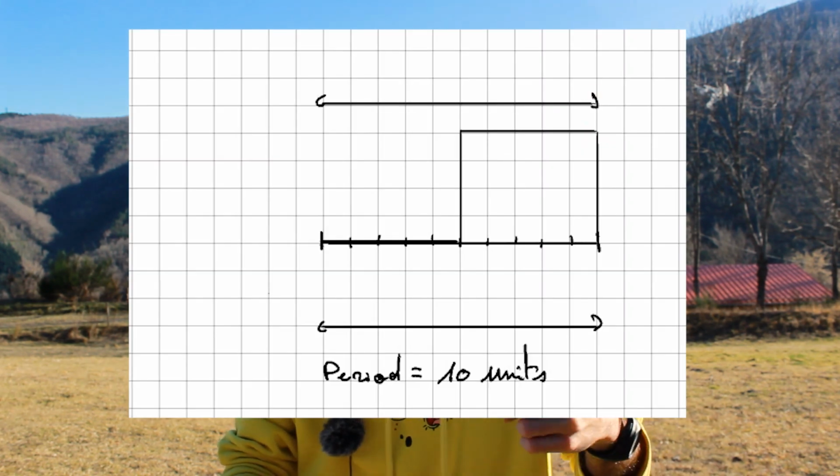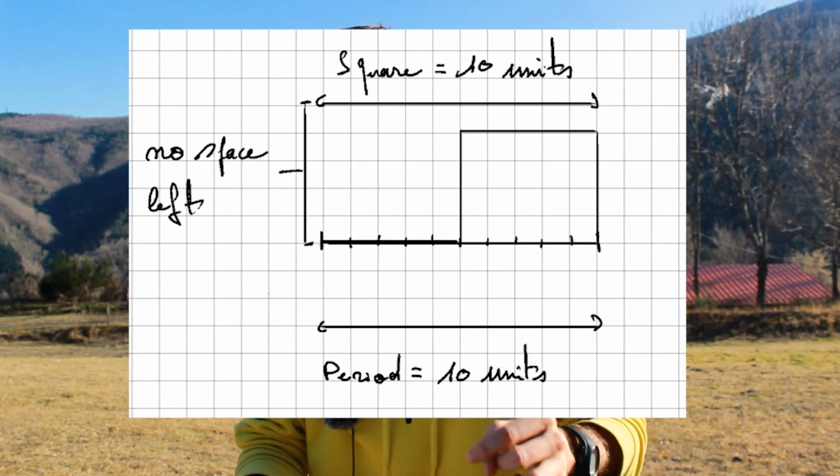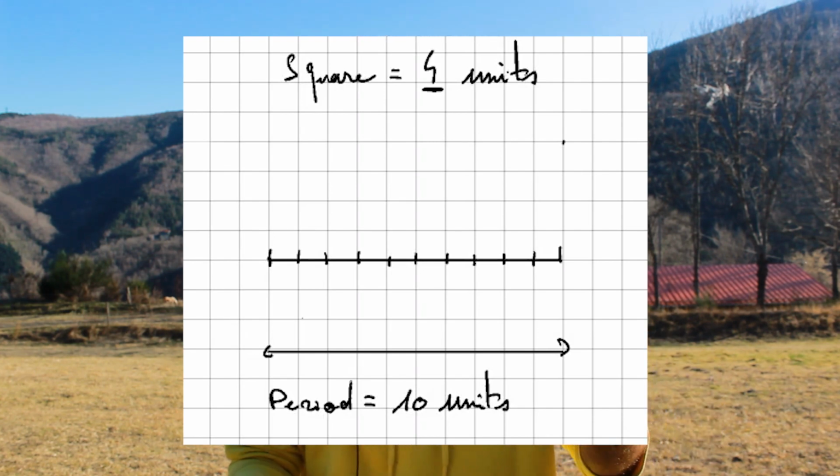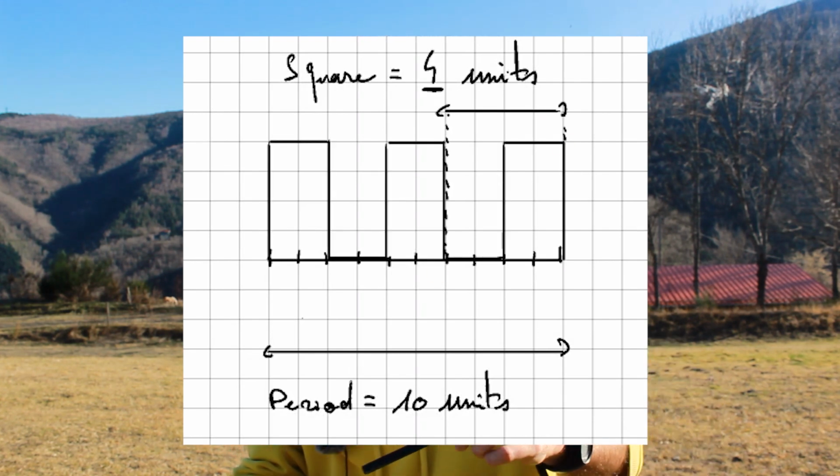Here my square is also 10 units, so I can't draw more squares in my period. But if I decrease the square width, then it becomes possible to draw other squares. For example, if my square is 4 units, therefore I can draw 2.5 squares in my period.